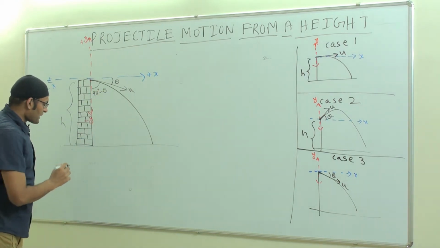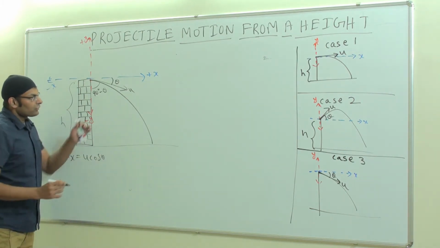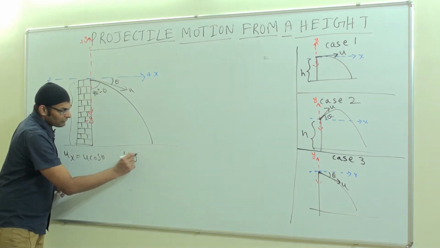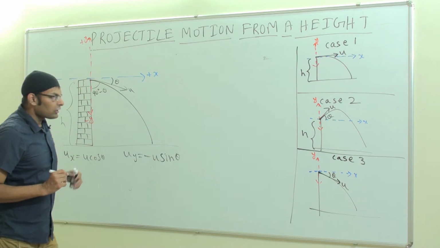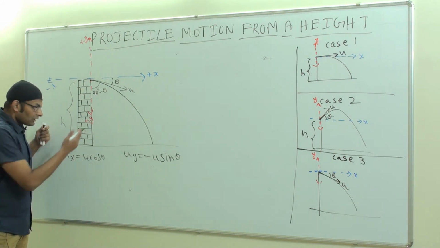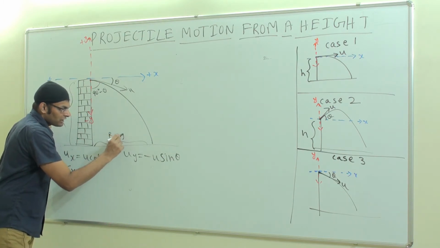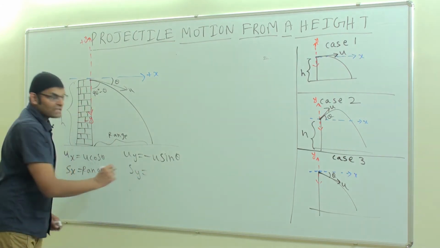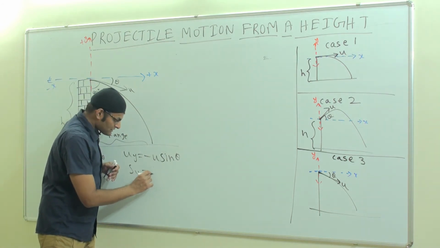Now let's see the various parameters. So ux is u cos theta, since it is making an angle theta with the positive x-axis. Now coming to uy, it is minus u sin theta. Why is it minus u sin theta? Because it is 90 minus theta and it is in the negative y-axis. Now coming to the displacement, sx is, of course, the range of the projectile, which we will be calculating. Now coming to sy, what is sy? Sy is the displacement in the negative y-axis. So it is minus h.